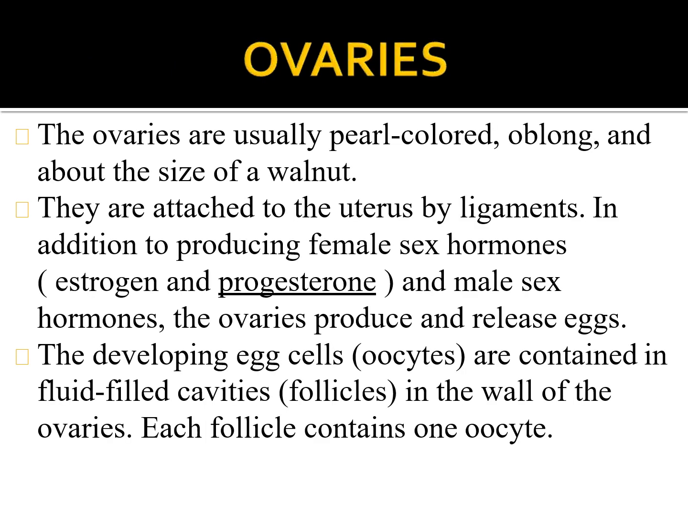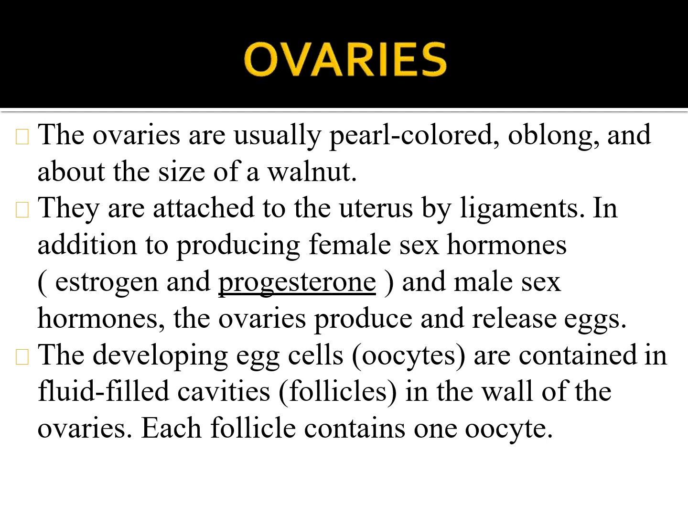Now we can move to the ovaries. Ovaries are usually pearl colored, oblong and about the size of a walnut. They are attached to the uterus by ligaments. Their main function is producing female sex hormones, estrogen and progesterone. They also produce a mild amount of male sex hormones, and the ovaries release the ovum.